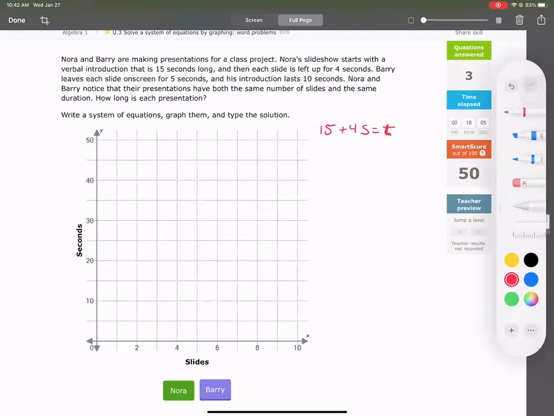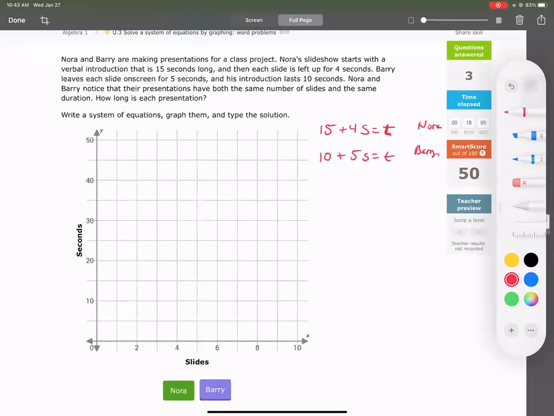Barry leaves each slide on for 5 seconds and has an introduction of 10 seconds. So he has 10 seconds to start plus 5 seconds per slide. And that's his total time. This is Nora and this is Barry.